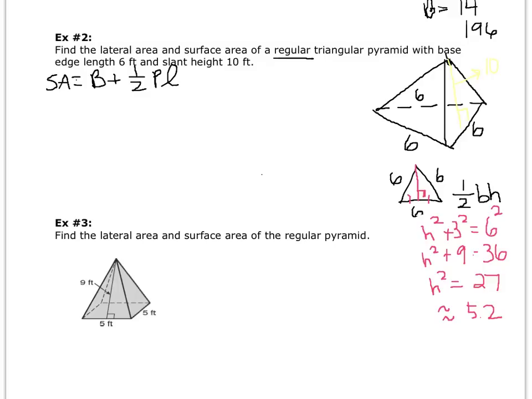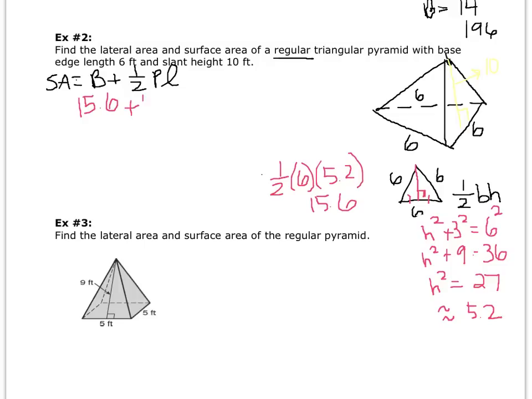So now I can come over here and I can do my 1/2. The base of my triangle is 6, and now I know my height is about 5.2. So I get 15.6 as the area of that triangle. So now I can come over here. The area of my base is 15.6.